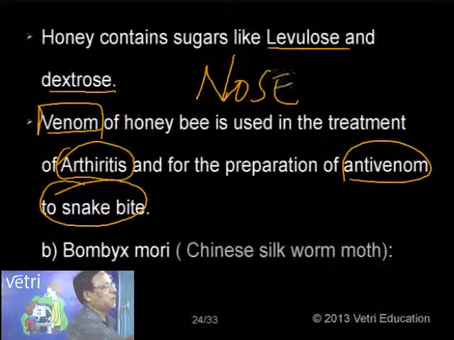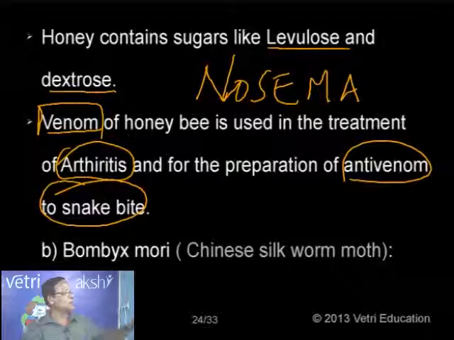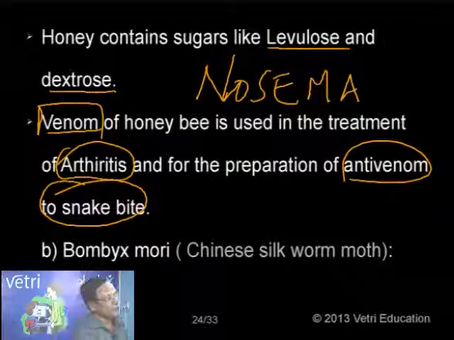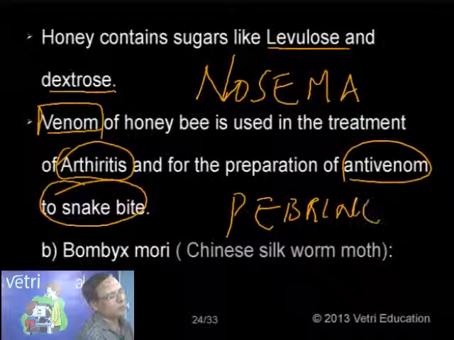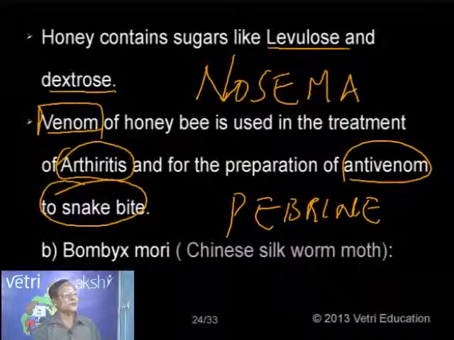This is a parasitic protozoan which causes damage not only to the honeybee colony, but also to the silk moth. This Nosema causes what is called nosemia disease in the case of honeybee and pebrine disease in the case of silk moth. Nosema is the name of the parasite, which causes nosemia disease in honeybee and pebrine disease in silk moth.